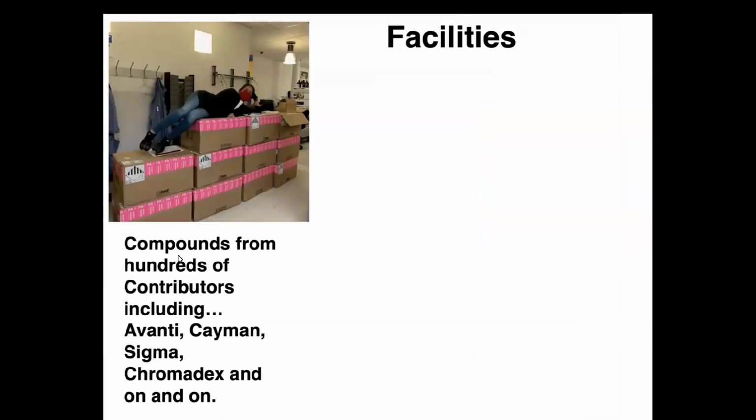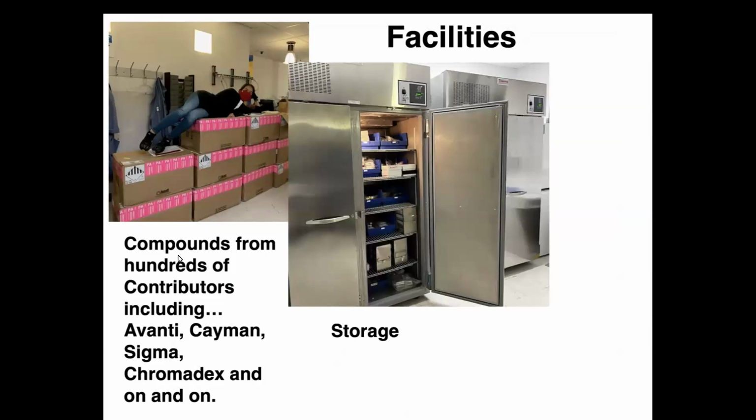With that big number, where did we get our compounds? Our compounds were mostly donated by many vendors such as Avanti, Cayman, Sigma, Chromadex, and many more. This is one of the shipments that we received from our vendor. And with that many compounds, we need many freezers to house them throughout our lab.